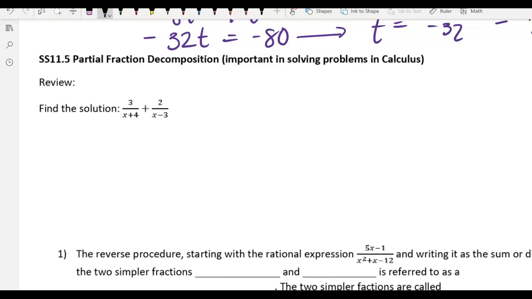Can you please share it in your team? If you guys have matching answers, you're great. If you don't have matching answers, please figure it out.